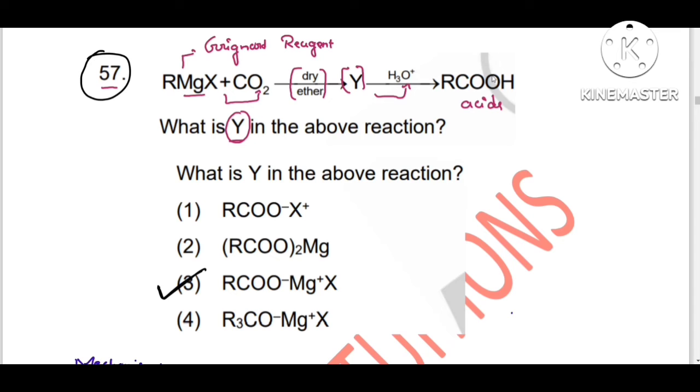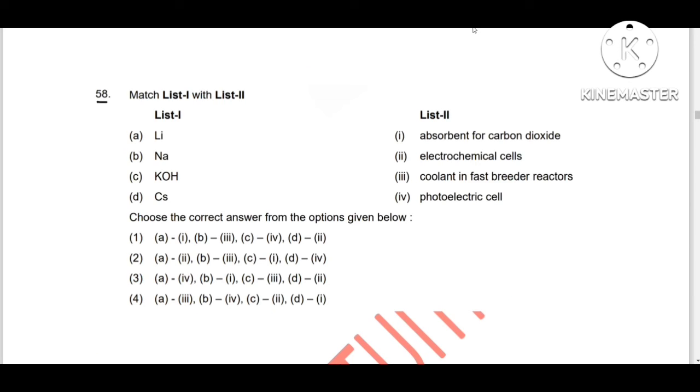This question is also from basic concept from NCERT. I hope this concept is clear to you. Now let us discuss question 58. Match list 1 with list 2. Firstly, go with the familiar ones. Then you can easily eliminate the given options.